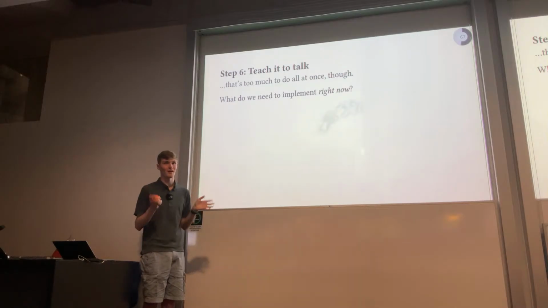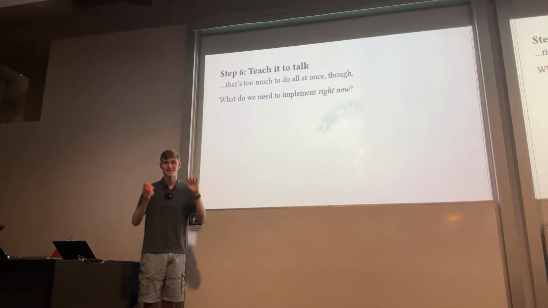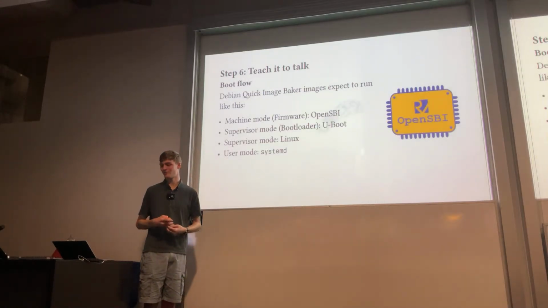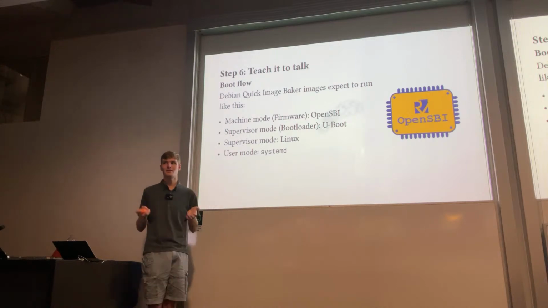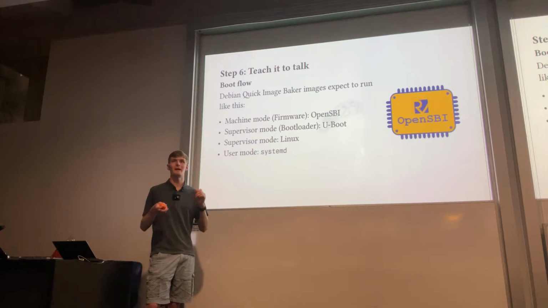But that's a lot of devices, and we can't implement them all at once. Not without testing anyway. What do we need to implement first? Well, we've got to figure out how we're going to run this thing. So the Debian image I downloaded helpfully tells us a configuration of QEMU that will get it to run.